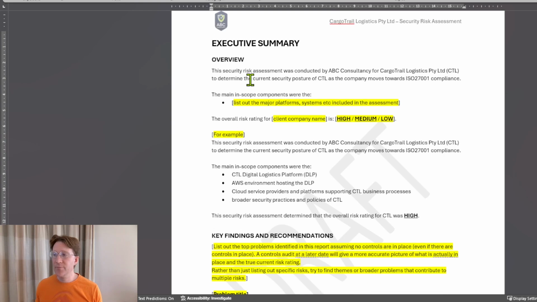If we look at the risk assessment document template, in the executive summary section, we start off with an overview, which is almost like a summary of a summary in some ways. In previous videos, I filled in a little bit of this already. I put in the name of the company that we're working for. I put in the client name, and I gave a reason for why the risk assessment was being done.